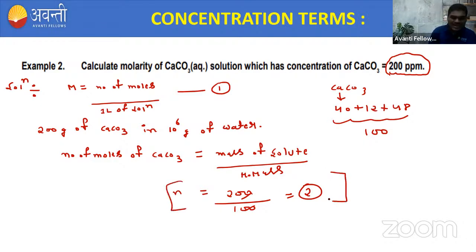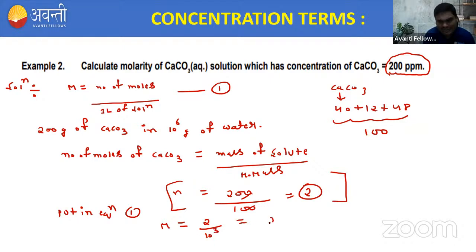So what is the molarity? Put the value in equation 1. What we get? We get molarity is equal to number of moles, which is 2, in 1 liter of the solution. So we can write it as 10 raised to the power 3. So we get 2 into 10 raised to the power minus 3. So this is the molarity of this solution.